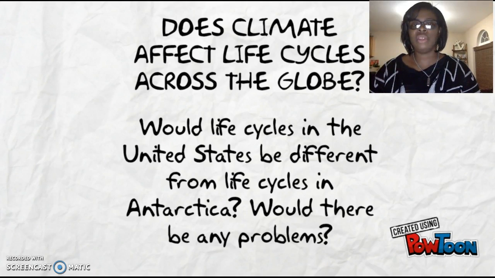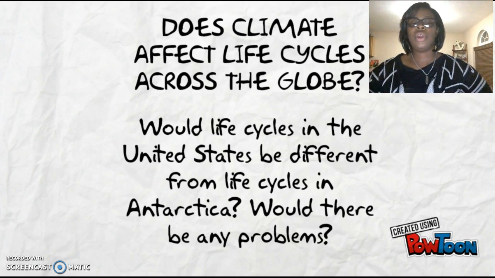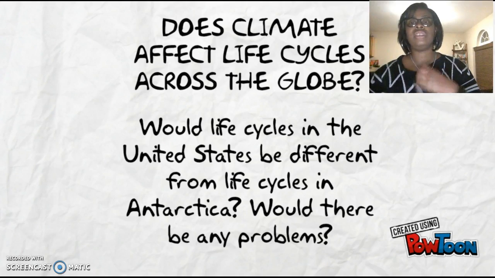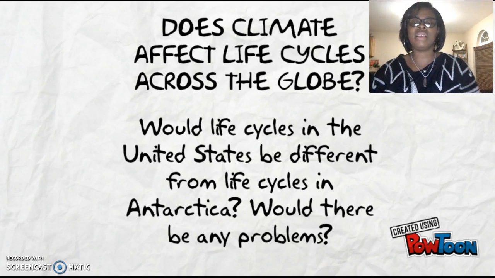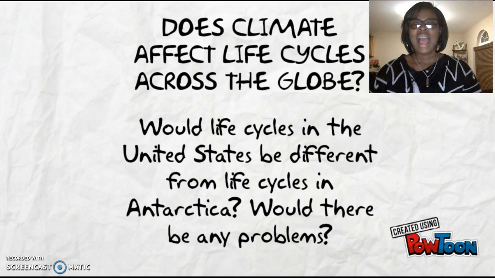Would life cycles in the United States be different from life cycles in Antarctica? Would there be any problems? Knowing that some species need to live in different climates, cold climates or warmer climates, we can bring that in and make it full circle as well. And then we can also talk about different continents and different parts of the world that have opposite seasons than we do. So they may have life cycles in different times than we do as well.